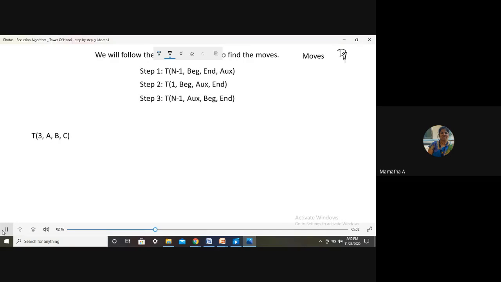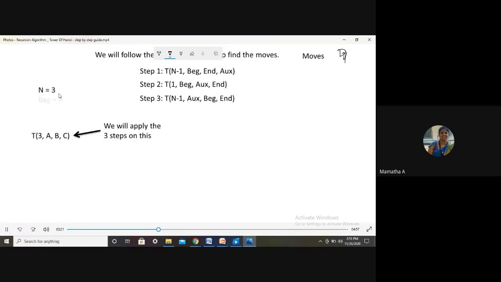Okay, these are the steps now. Fine. So we will just apply this here. Tell me, what is the first step in this case? First step. T of what should I write? T of 2, comma, what should I write? A, comma, C, comma, B. Okay. Let us see whether we have the same.